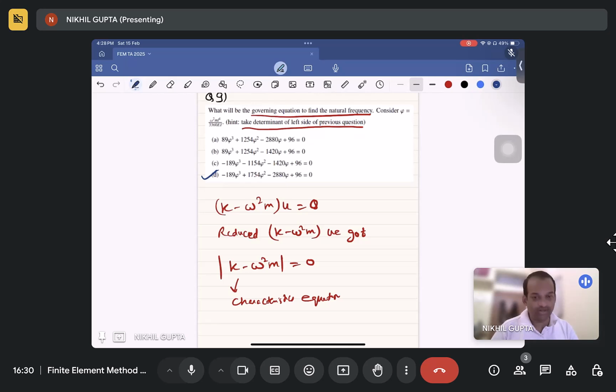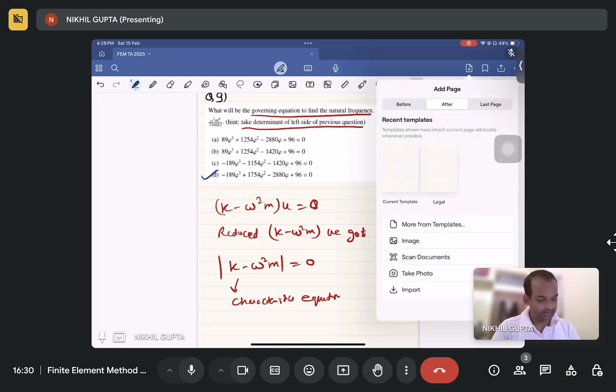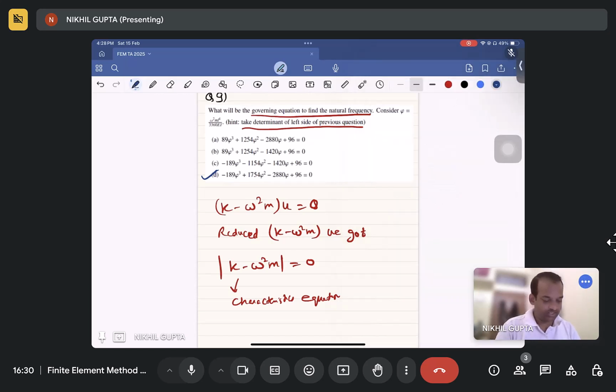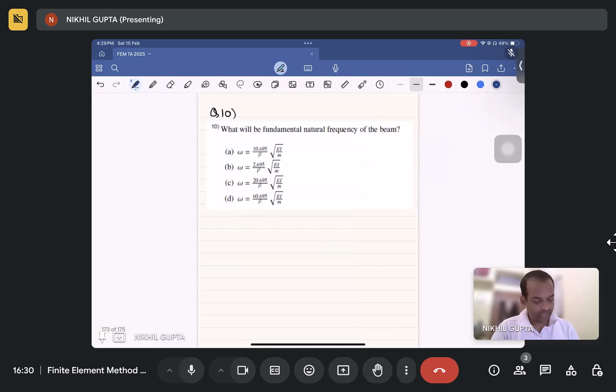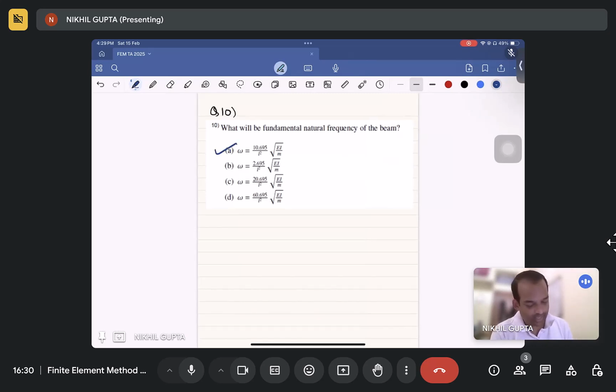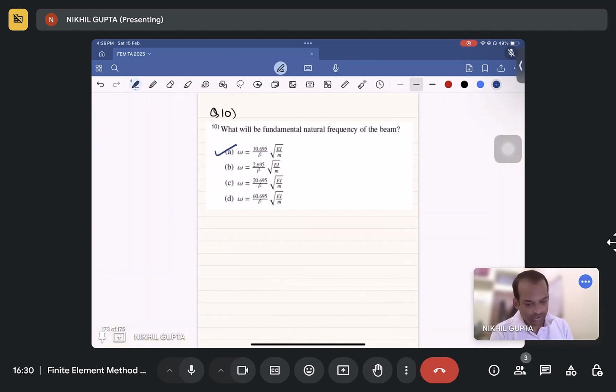I hope you know what is an eigenvalue problem and the characteristic equation. A minus lambda x. Just write that, and you will get the equation like this. Okay. So the same related question is there, that you have to find the fundamental frequency. The highest one of the eigenvalues will be the fundamental frequency, and this will be the answer if you solve this. So that's all I have for today's class.